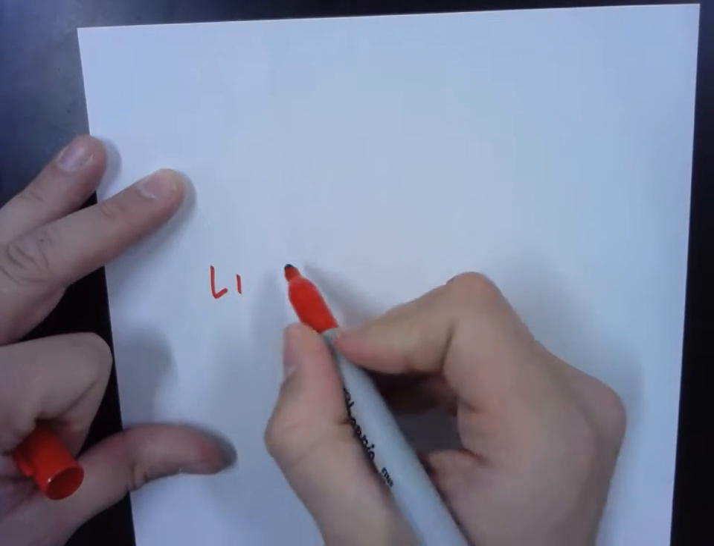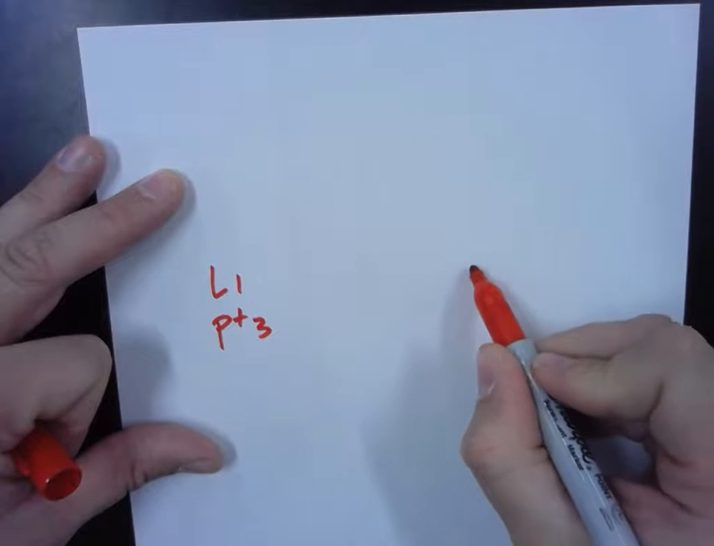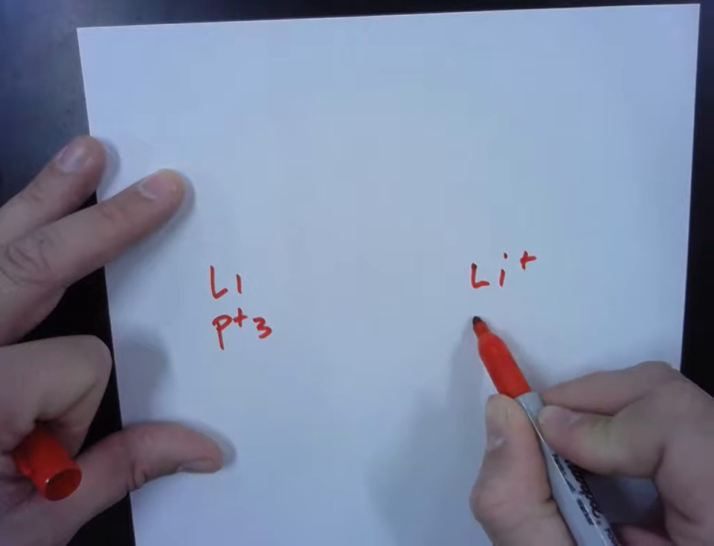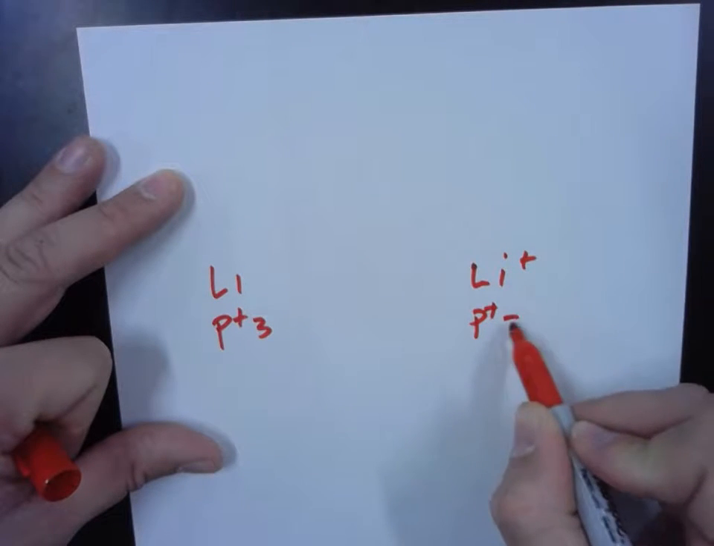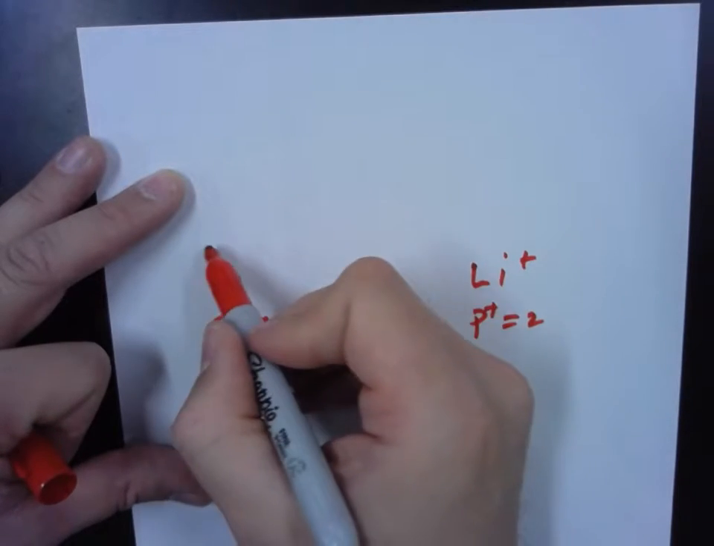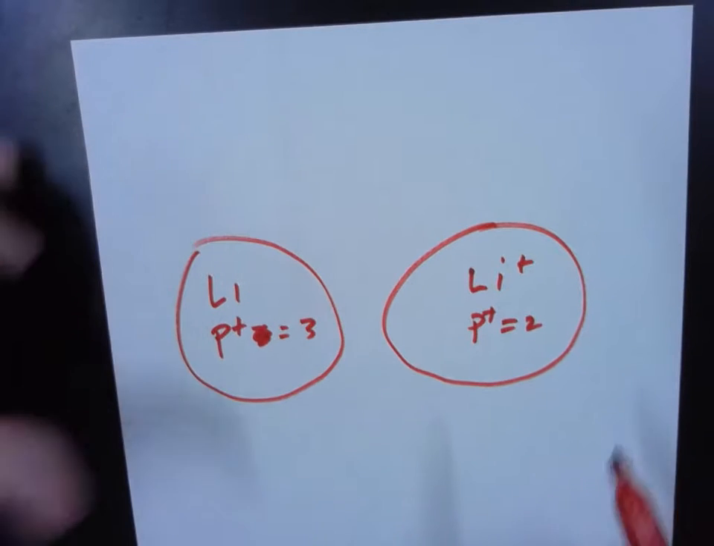So lithium, that's regular lithium. It's got 3 protons in it. And then over here, we'll do lithium plus, and the number of protons is still 3. So let's go ahead and draw this one first. I'll try to draw this the same size, relatively speaking.